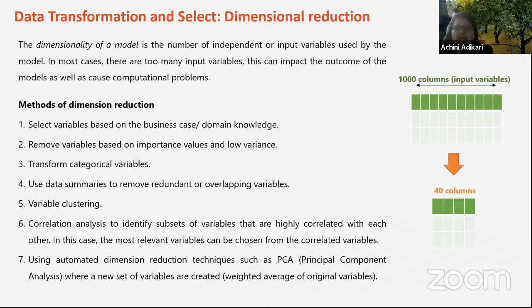And there can be even variables which are very similar in nature. So in that case, we can choose to pick one of the similar ones. So that's what we call variable clustering. We group similar variables together and we pick one from each group. So that is also a way to reduce the number of input variables.